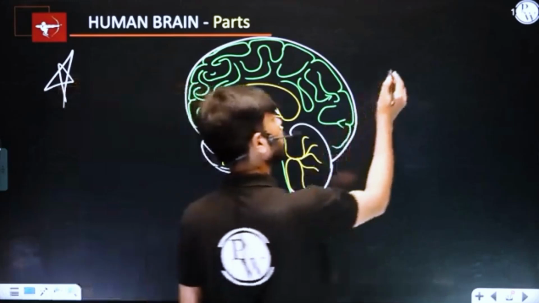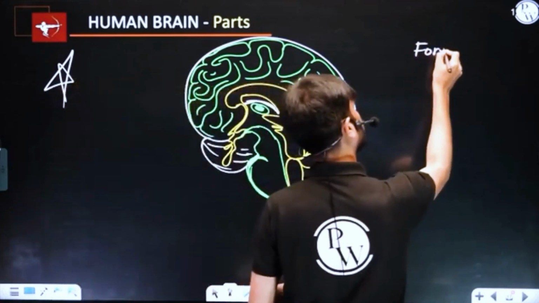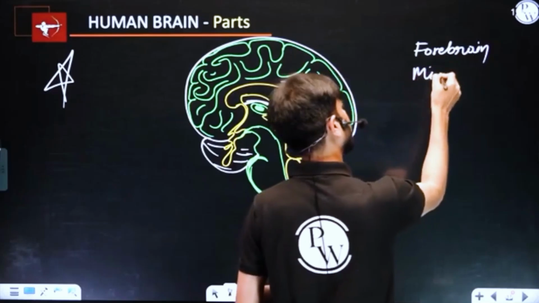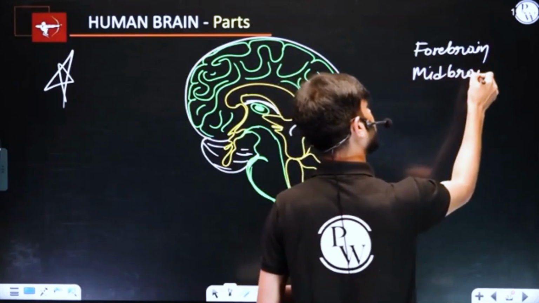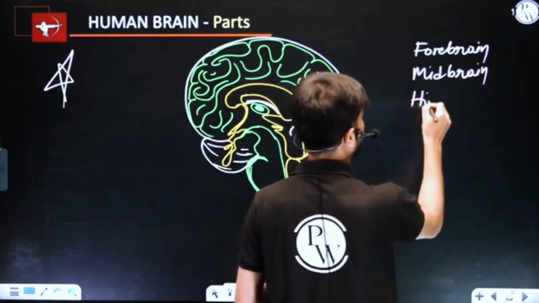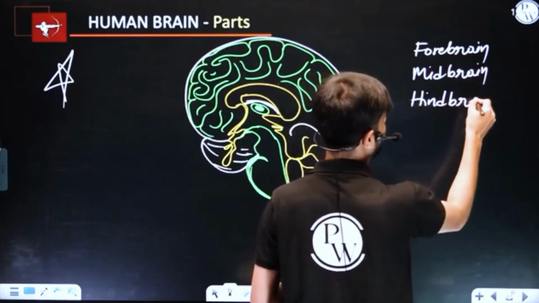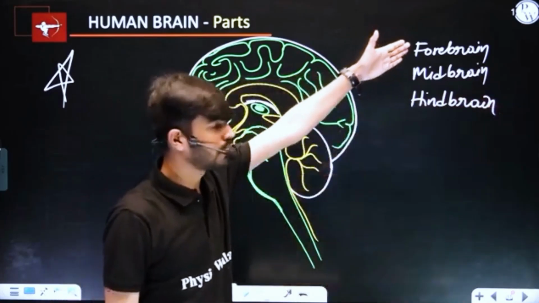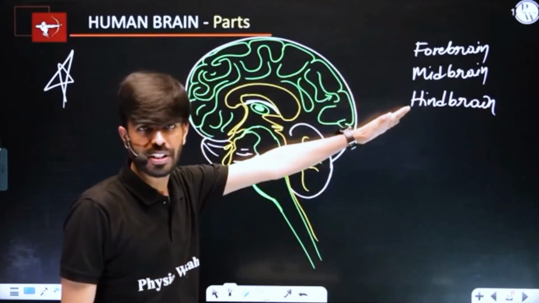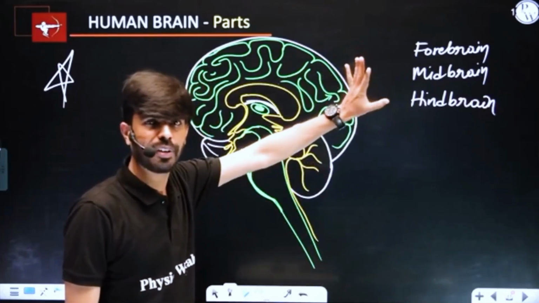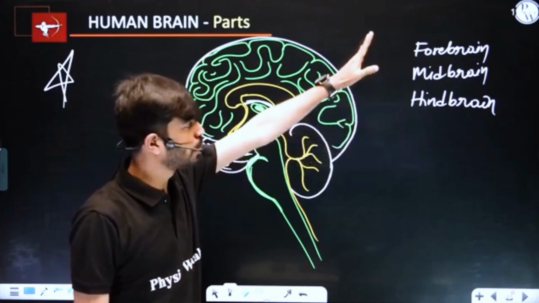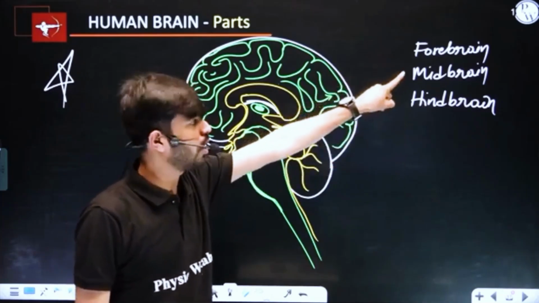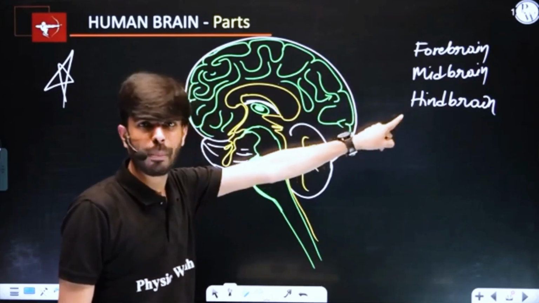You know them. They are forebrain, second one is midbrain, and third one is hindbrain. Okay, they are also called prosencephalon, mesencephalon, and rhombencephalon. Okay, these are the scientific terms we are using for forebrain, midbrain, and hindbrain. They are called prosencephalon, mesencephalon, and also rhombencephalon.